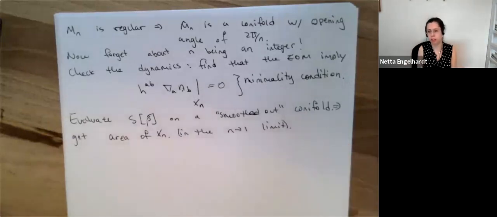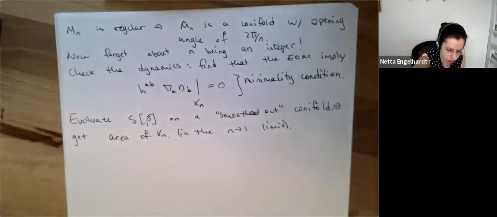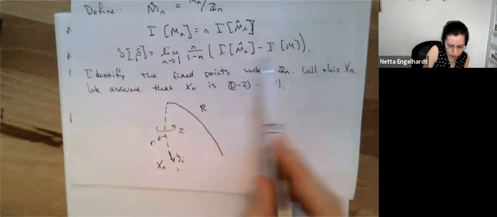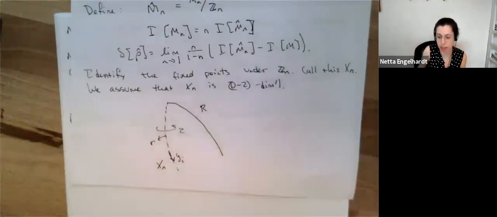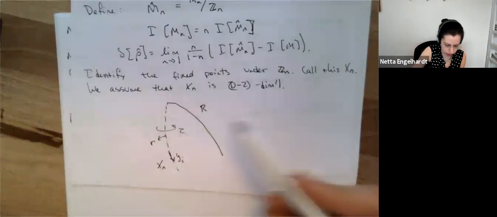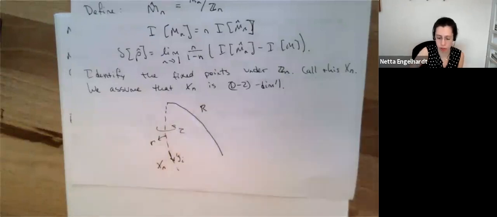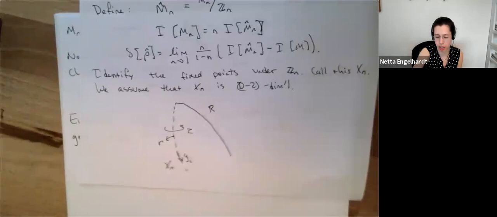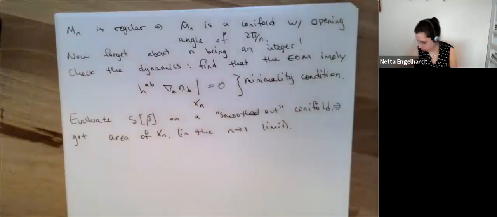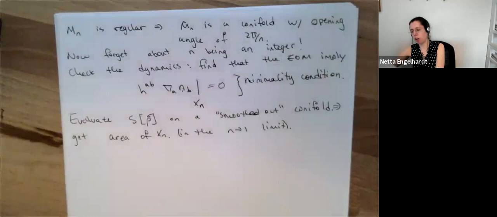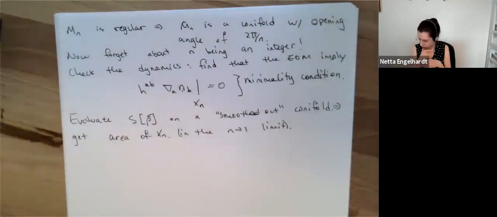So as long as you added the boundary terms correctly, or you've smoothed out the conifold correctly, then what you get when you evaluate this formula is the area of this fixed point surface over here, which is the minimal area surface that's required by the equations of motion. This was in follow-up work by Hale, Hartman, Marolf, Maxfield, and Rangamani, I think.